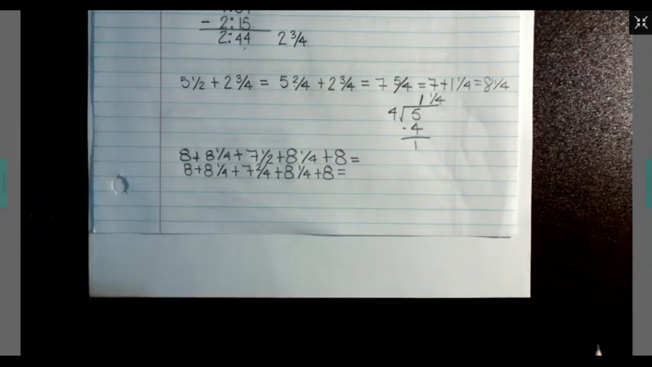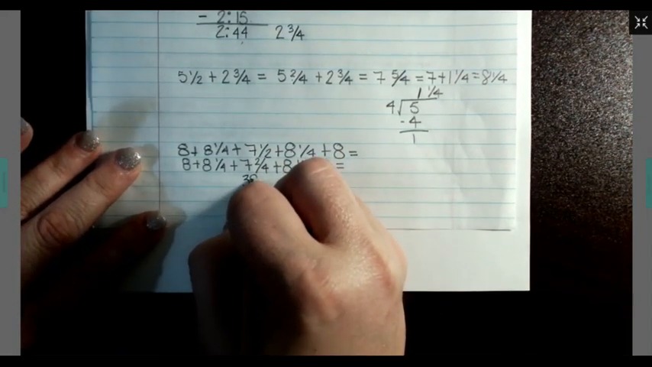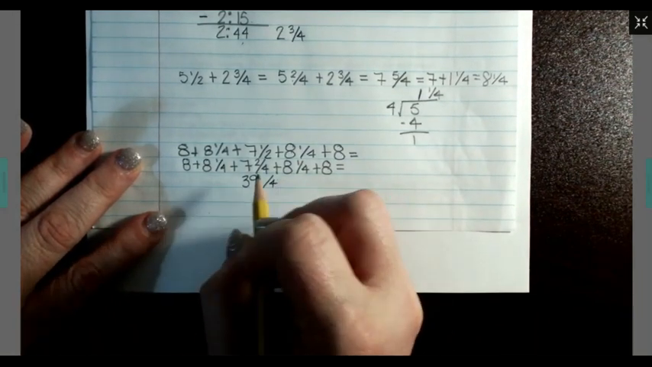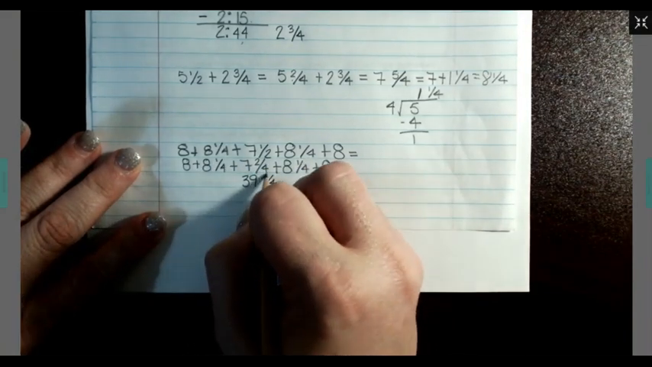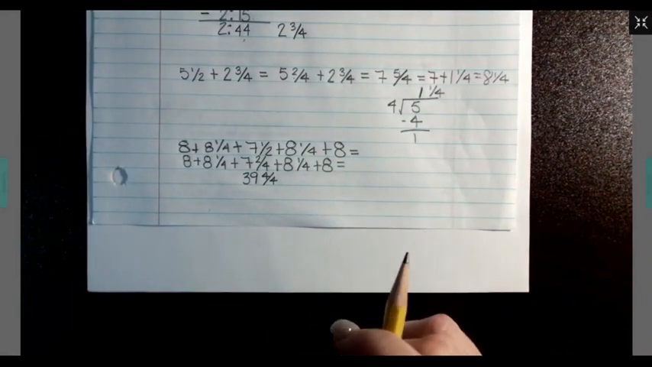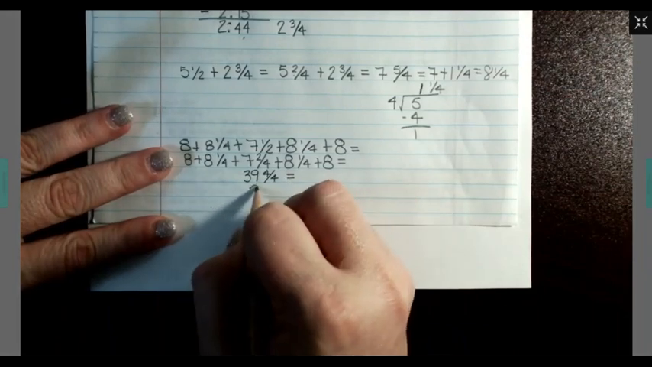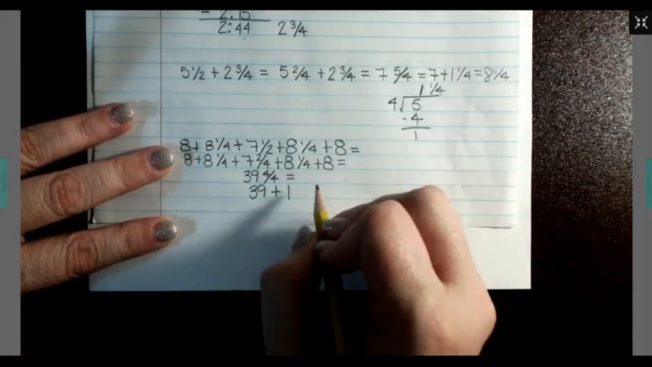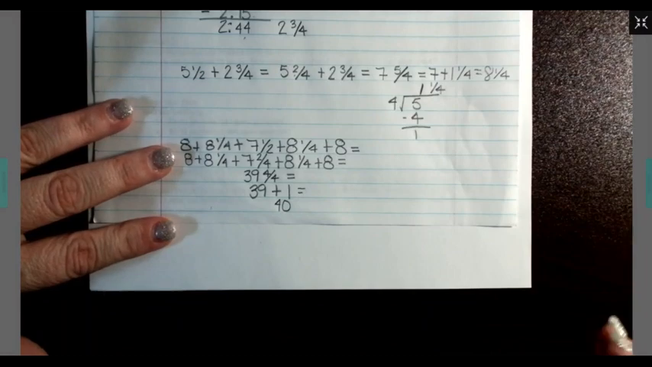Now we're going to add our whole numbers. 8, 8, 7, 8, 8. Well, that's 39. Okay, all of my fractions have a denominator of 4, so I'm going to add my numerators. 1 plus 2 plus 1 is 4. What is 4 divided by 4? 1. So we basically have 39 plus a whole hour from our minutes that stacked up. So we worked a 40-hour work week.